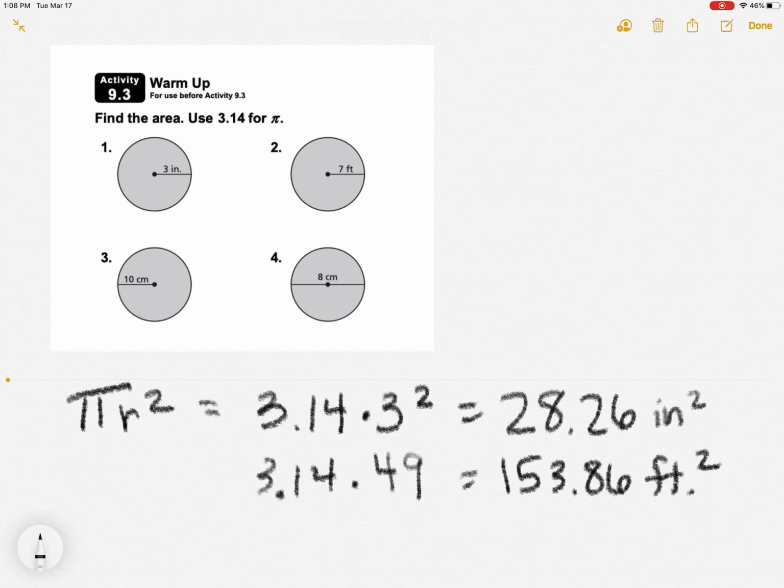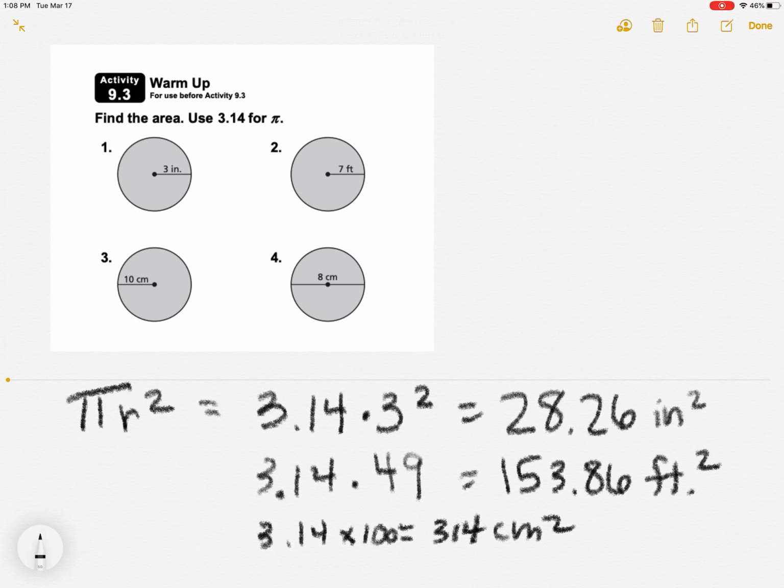Hopefully you continue to do well on number 3. Number 3, same thing. 10 times 10 is 100. Then I'm going to multiply that by 3.14, basically moving the decimal 2 places. So 3.14 times 100 equals 314 centimeters squared.